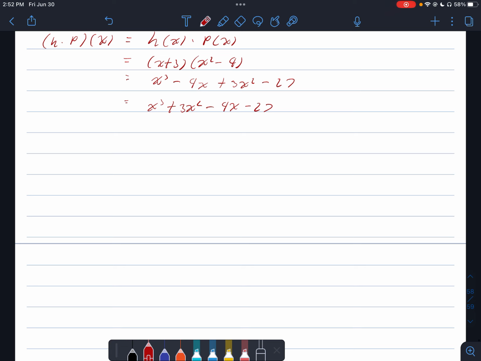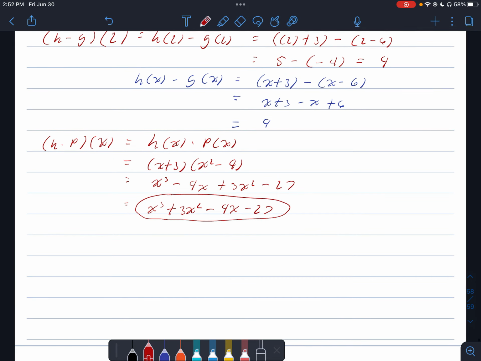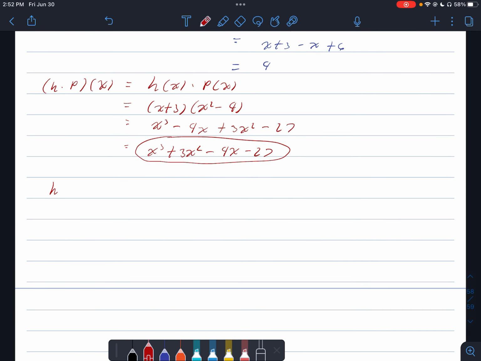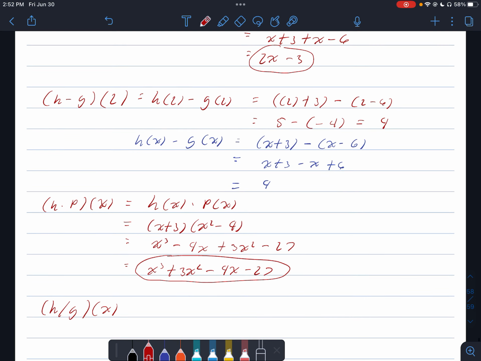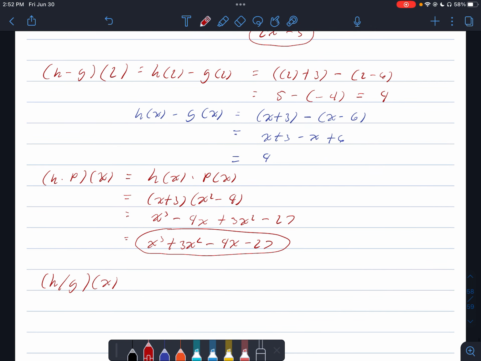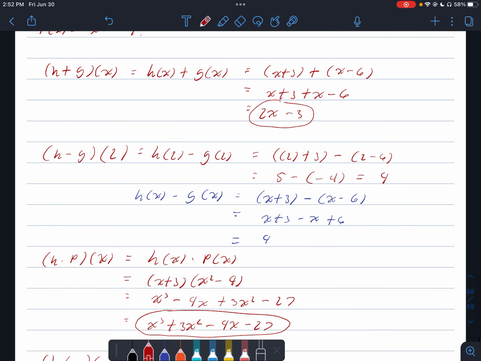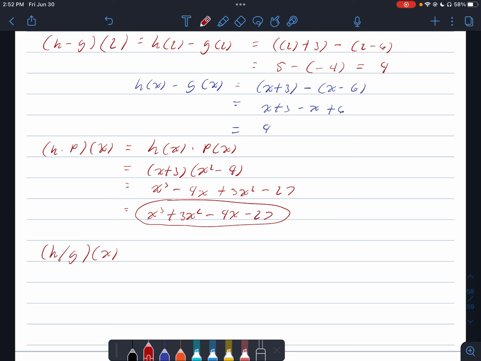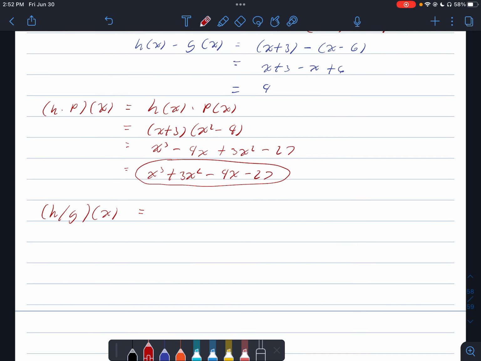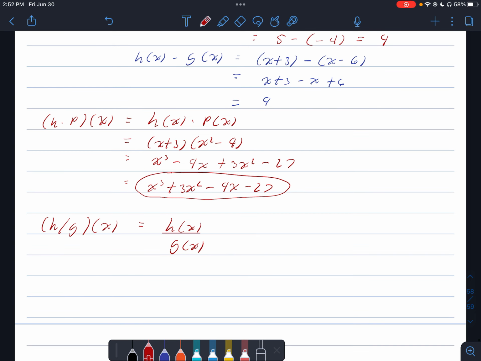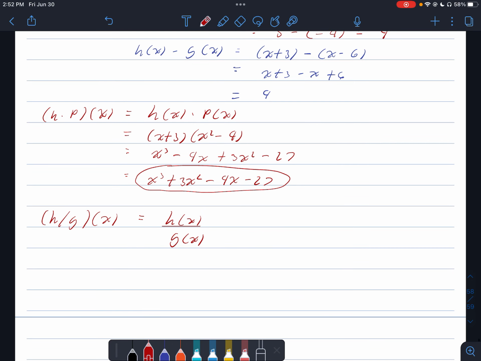And speaking of domain, if you wanted to take the quotient of two functions, let's do h divided by g of x. When you're doing the quotient of two functions, it's very important that you consider the domain of the resulting function. This is the same as h of x divided by g of x. Because you're potentially going to end up with a variable in the denominator, you have to consider what the domain of the new function is.